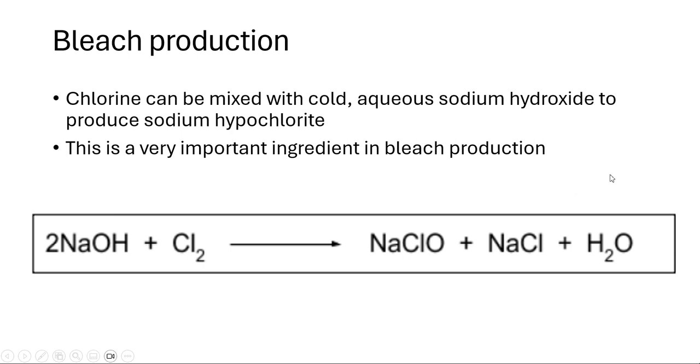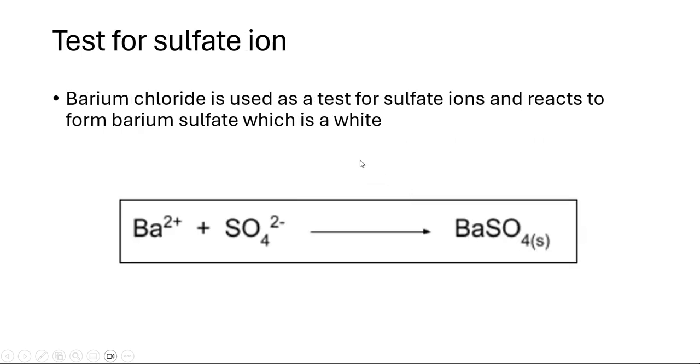Bleach production, again another equation you need to memorize. They'll ask what's the equation for bleach production. You can't let them catch you off guard like that. Chlorine can be mixed with cold aqueous sodium hydroxide to produce sodium hypochlorite. This is a very important ingredient in bleach production. So again, memorize this equation: 2NaOH plus Cl2 gives you NaClO plus NaCl plus H2O.